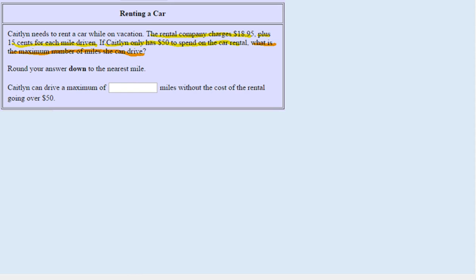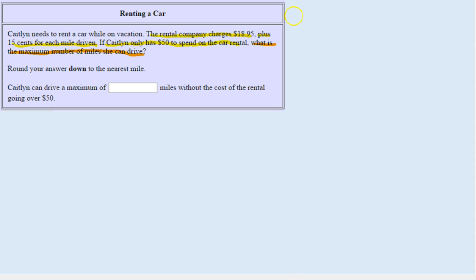So unlike previous questions, this one isn't giving us a formula. We first have to create a formula for how much it will cost her to rent the car in terms of the number of miles driven. And then we have to determine when that's less than or equal to $50. So let's write down what we know. We're going to make an equation.